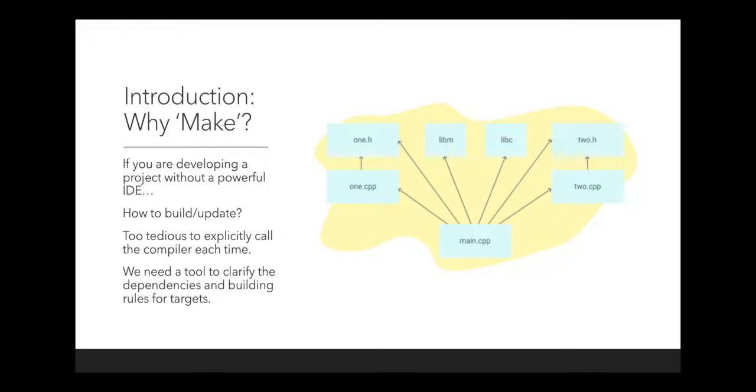See the image on the right. We have many source files. And how can we build the target file? So we need an automation tool to help us build the project automatically. So that's why we need Make.